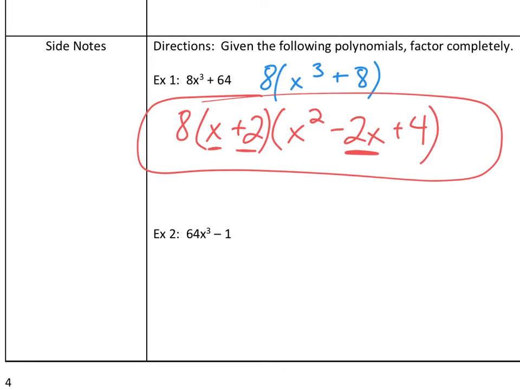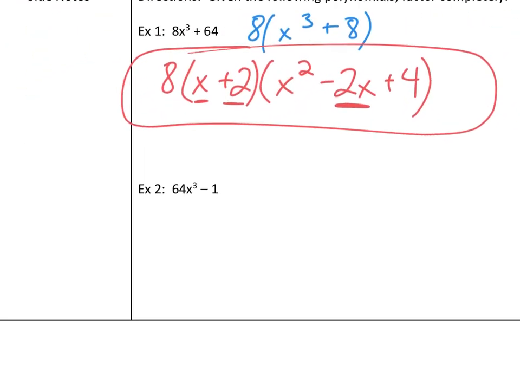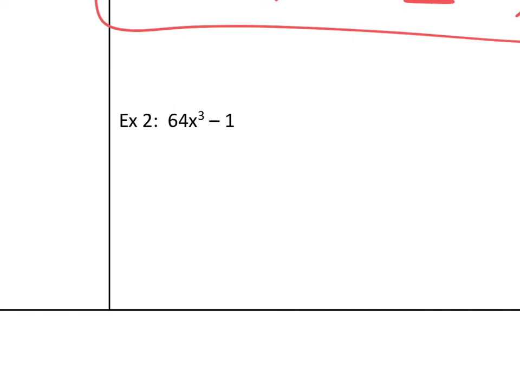Number 2. Go ahead and try. Actually, we're going to do this one together. Does this one have a GCF? Nope, it doesn't. But are these both terms that I can cube root? Can 64 be cube rooted? Yes. And 1 can be cube rooted, right? So what is 64 cube rooted? Sorry, 4.